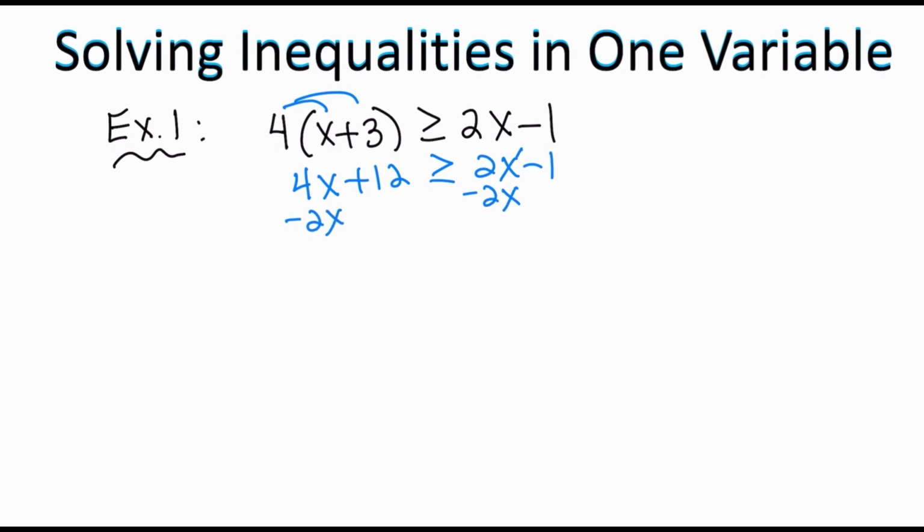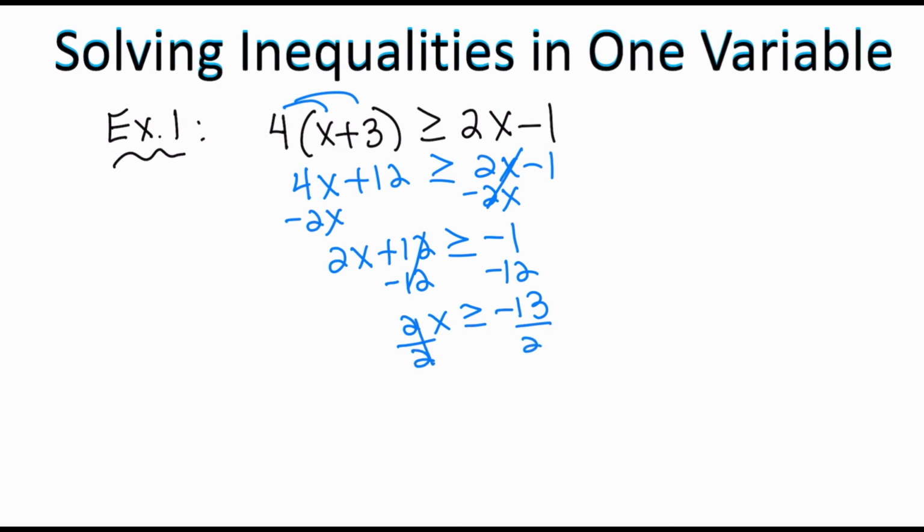I prefer to keep the x on the left-hand side just because it's going to make it easier at the end to graph this on a number line. But if you go ahead and move it to the right-hand side, that's okay as well. Subtract 12, we get 2x is greater than or equal to negative 13, divided by 2. You don't switch the inequality. You only switch it if you are dividing by a negative number, if you are multiplying or dividing by a negative number. On a number line, this is going to be 0, negative 13 over 2.